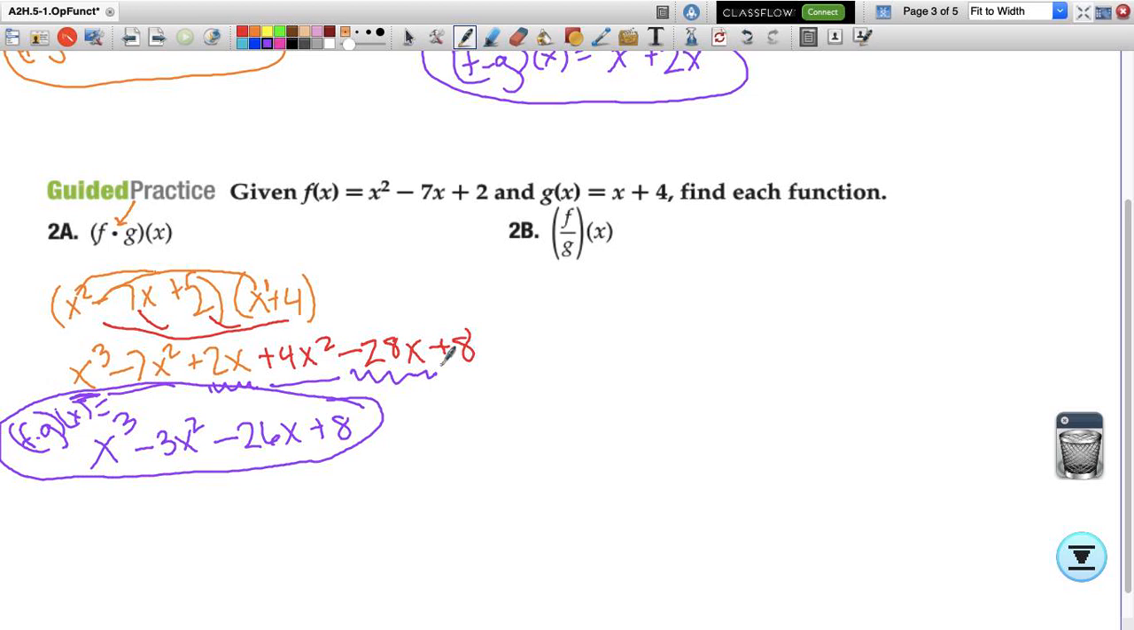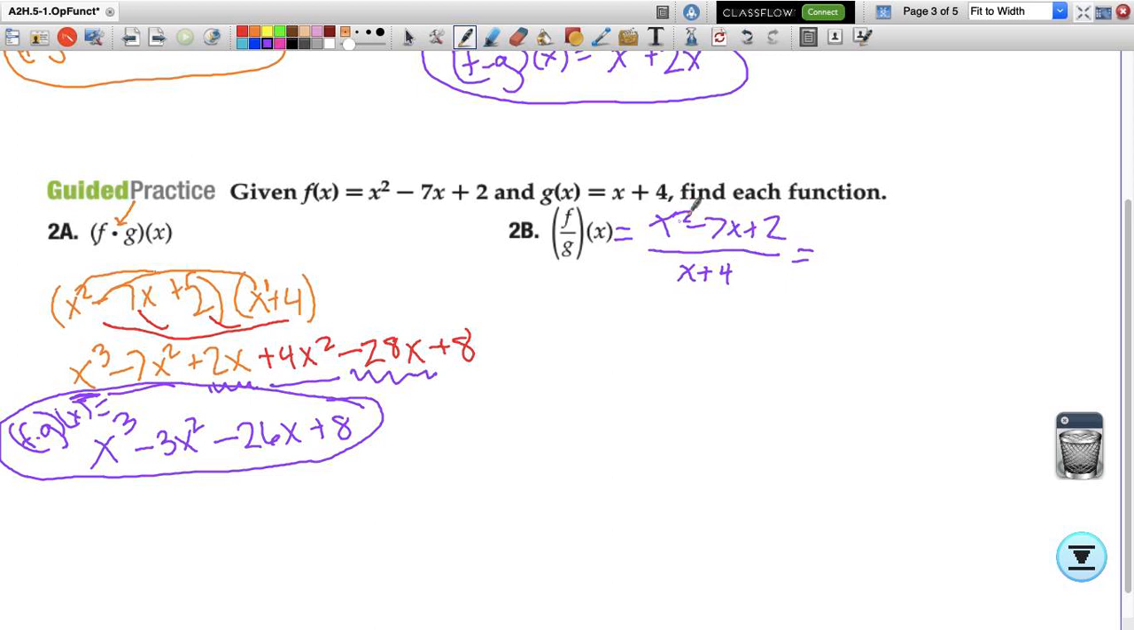Okay. Last example we're going to cover right now is f divided by g of x. So I'm going to take my f function, I'm going to take my g function, I'm going to set it up as a division problem. So we'll start off with my f, x squared minus 7x plus 2 over x plus 4. Now hopefully looking at this you would say it's a poly over a poly. If it's a poly over a poly, we could divide them potentially, okay?